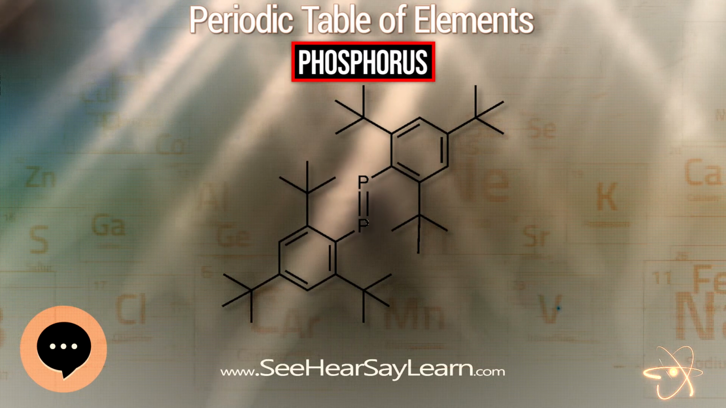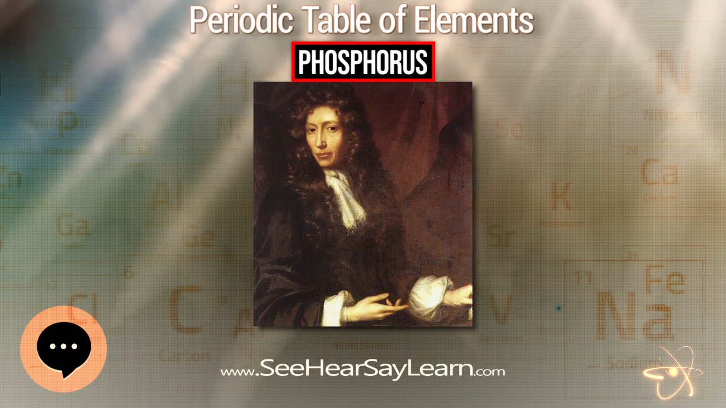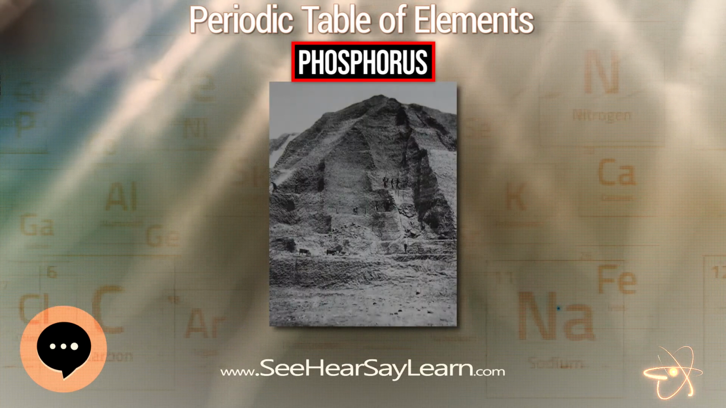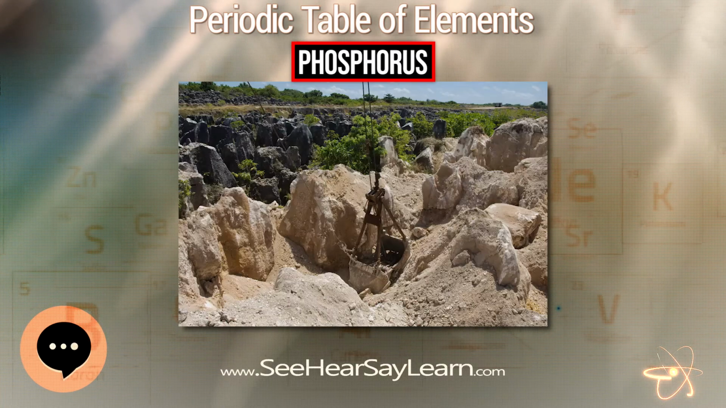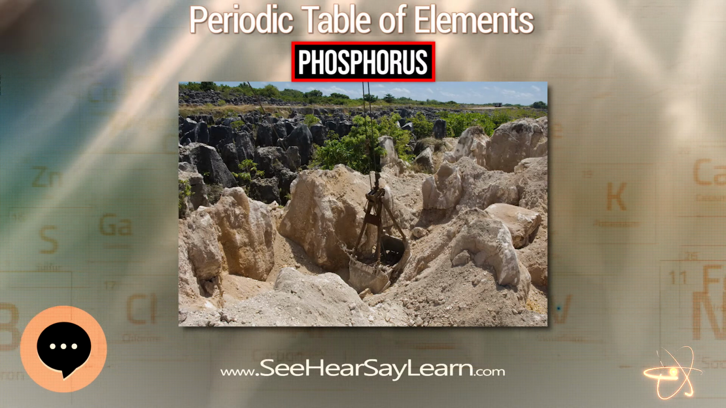Early matches used white phosphorus in their composition, which was dangerous due to its toxicity. Murders, suicides, and accidental poisonings resulted from its use. In addition, exposure to the vapors gave match workers a severe necrosis of the bones of the jaw, the infamous phossy jaw.